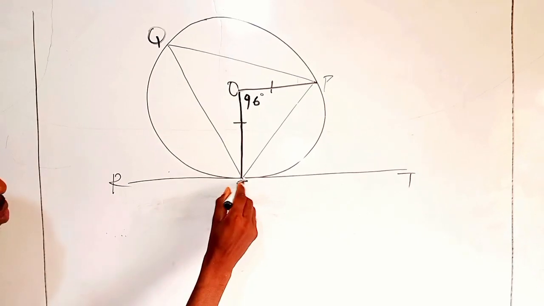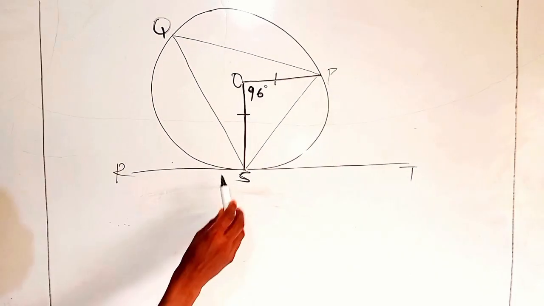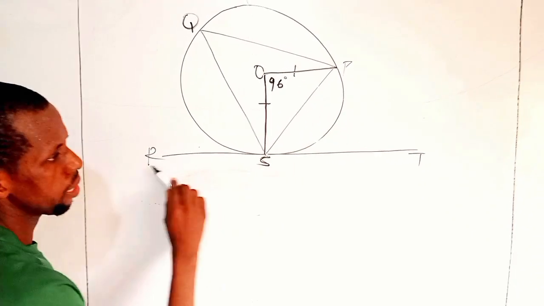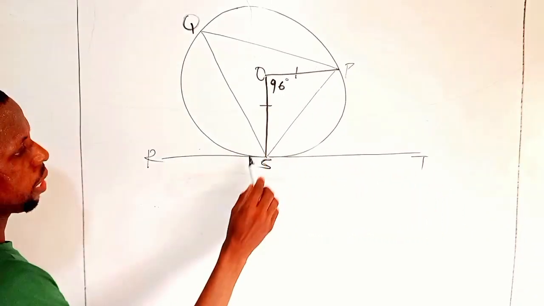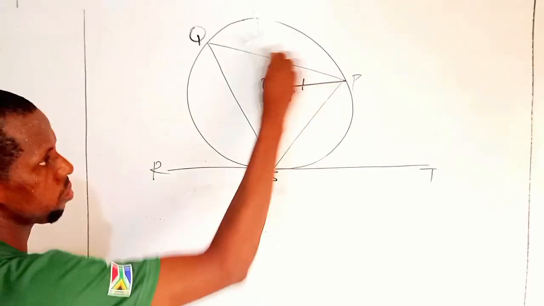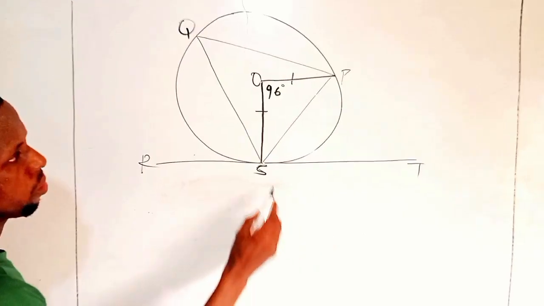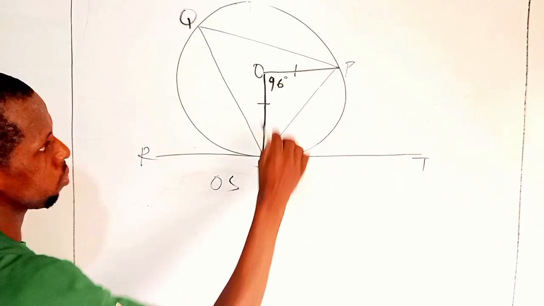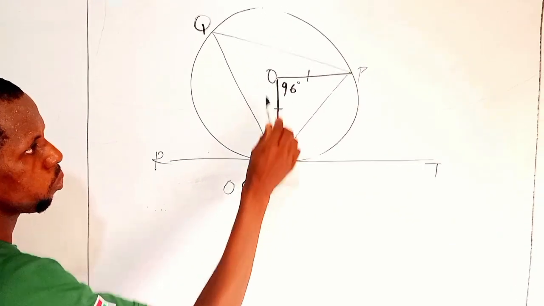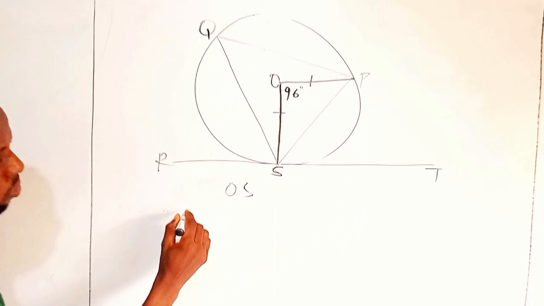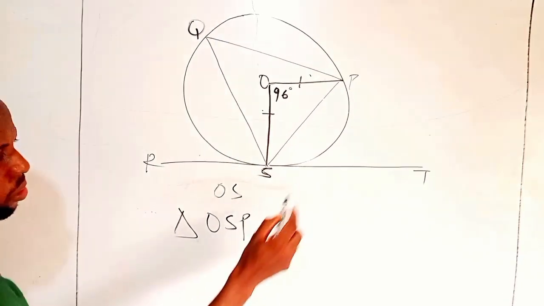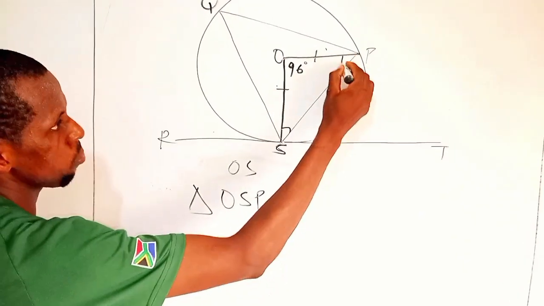Thank you. We are asked to look for this angle. So from this center to this place, OS is tangent to the circle. We have a line RST now, and it is meeting this circle at this point. So how do we go about this? OS is tangent to the circle here, and when you look at triangle OSP, triangle OSP is an isosceles triangle, and for an isosceles triangle, the base angles must be equal.